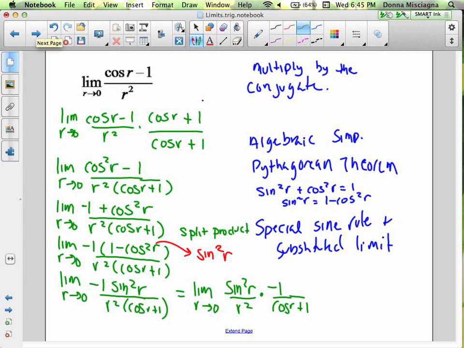The limit of sine squared r over r squared is going to be 1. And then we'll plug into the other part. So we have 1 times negative 1 over cosine 0 plus 1. Well, cosine 0 is 1, so now we have 1 times negative 1 over 1 plus 1, which is negative 1/2.